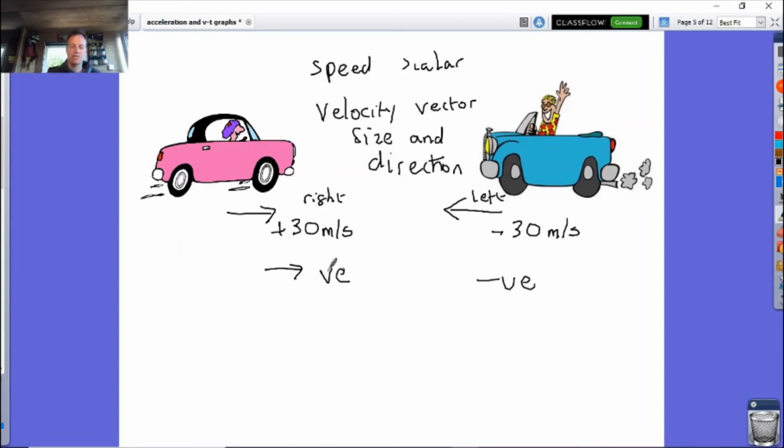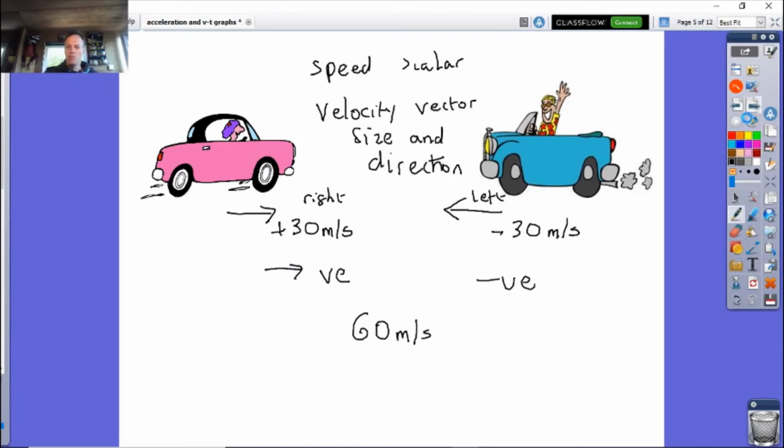Sometimes we use negative signs, which makes it interesting, because won't I have an approach speed? The difference between these two numbers ends up being 60 meters per second. Therefore, they approach each other at a speed of 60 meters per second. And that's where the vector quantity comes in to allow us to work that out. Hope you're happy with that.